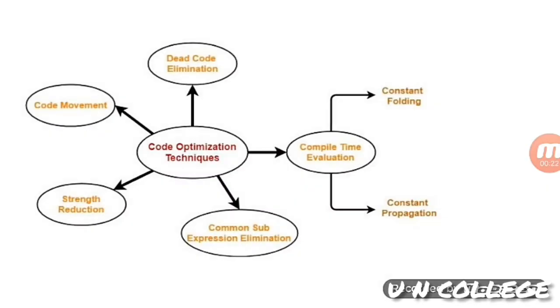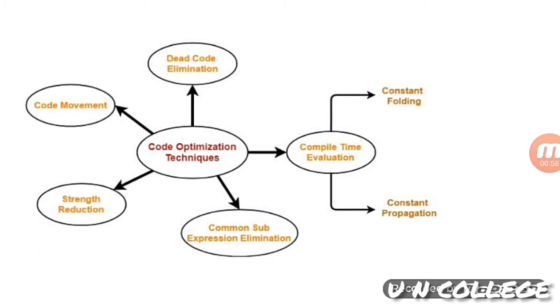Actually, code optimization includes a number of techniques. Here I have represented all the techniques diagrammatically. You can see all the techniques here. Those are compile time evaluation, which is again categorized into two categories, constant folding and constant propagation, and the next one is dead code elimination. Then the next ones are code movement, strength reduction, and common subexpression elimination. All these techniques we will discuss later.